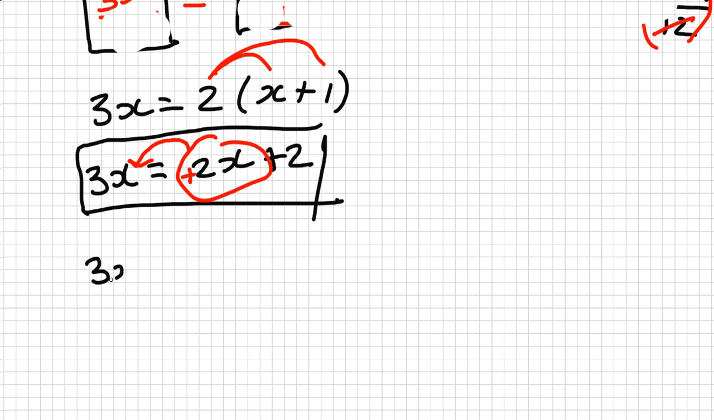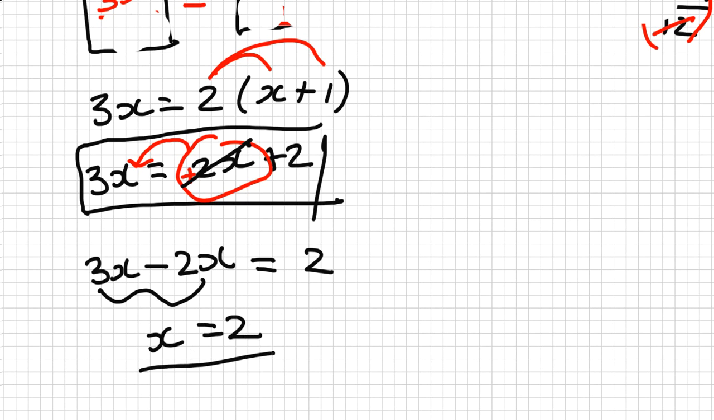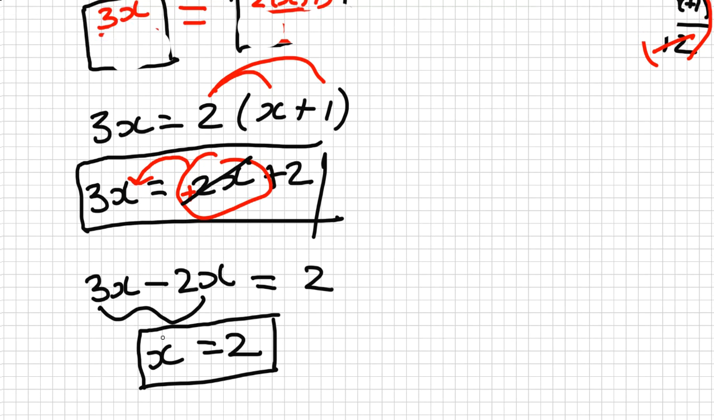So 3x minus 2x, because it's an opposite operation, plus 2x has become minus 2x, equals 2, because that's gone from that side of the equation. 3x minus 2x, collect our like terms, is 1x, equals 2. So there's your answer, x equals 2.